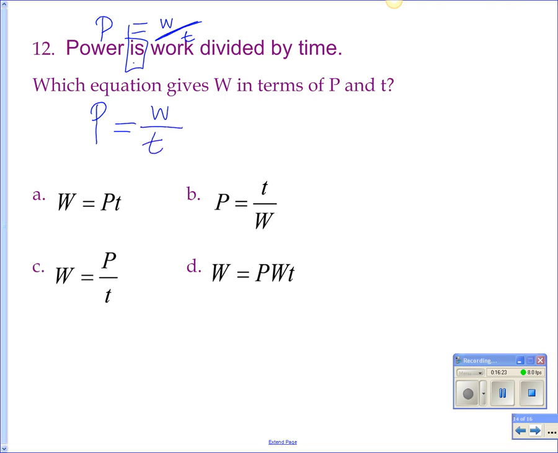Now, not only do you have to do that, now which letter do you have to get by itself? W. Which equation gives W? So not only do you have to make the equation, now you have to get W by itself. Abby, what needs to move away from W? T. Destiny, how do you get rid of T on this one? Good. This was divide, so we're going to multiply by T. Mateen, what answer choice? A, B, C, or D?